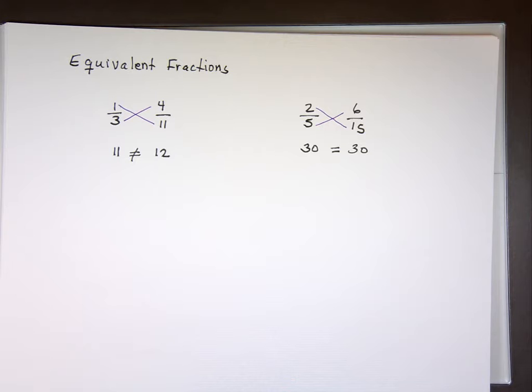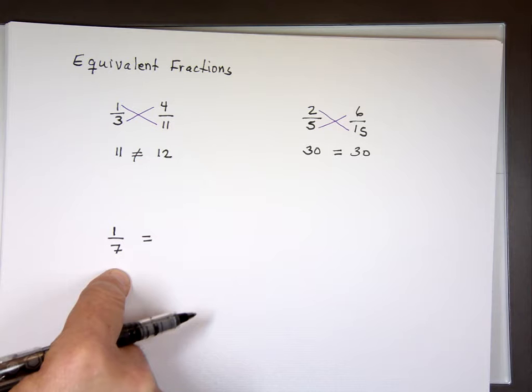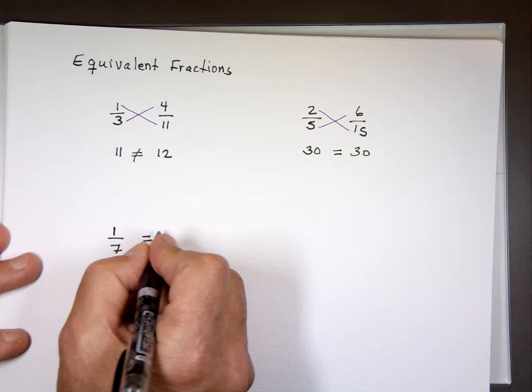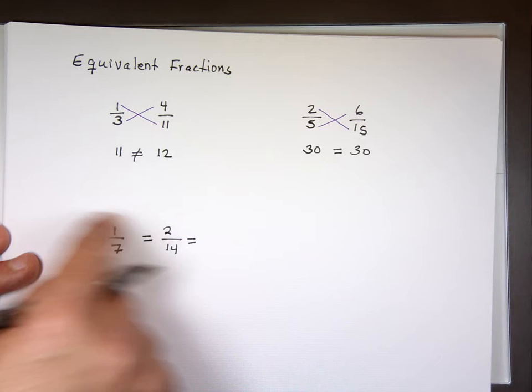If I'm giving you this number, can you tell me another fraction that will be equal to this one? 1/7. Yes, because what you did there is multiply the top and the bottom by one number. You chose a 2. Let's multiply the top and the bottom by 2. What's 2 times 1? 2. What's 2 times 7? 14. Somebody else might say, I'm going to multiply the top and the bottom by 3. What's 3 times 1? 3. What's 3 times 7? 21.